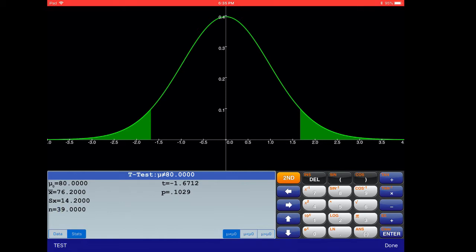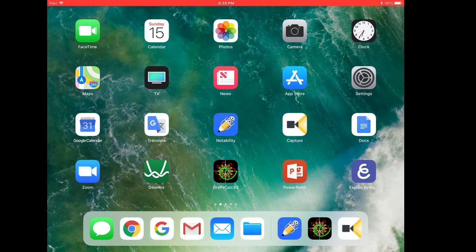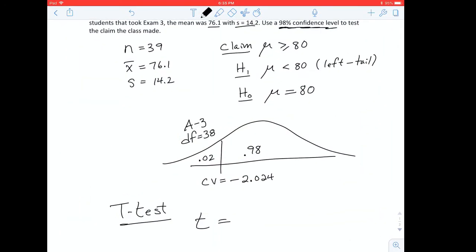Okay, then go back to our work. So it's negative 1.671. And then comparing 1.671 to the critical value, it does not make it past the critical value. It would land to the left, but it wouldn't quite make it. So the only way to prove something with hypothesis testing is if it lands over here past the critical value. Otherwise, we did not prove anything.